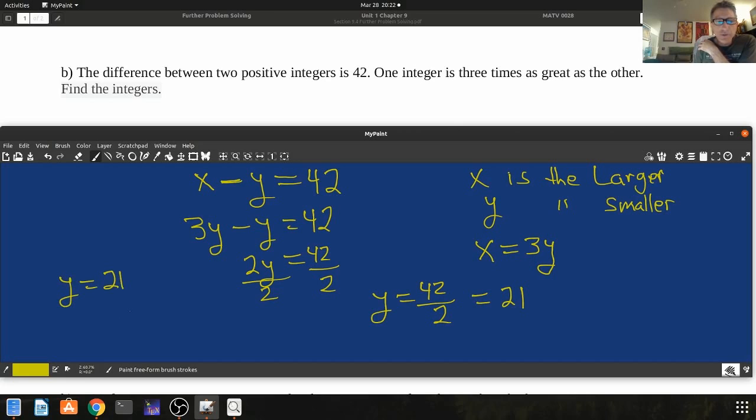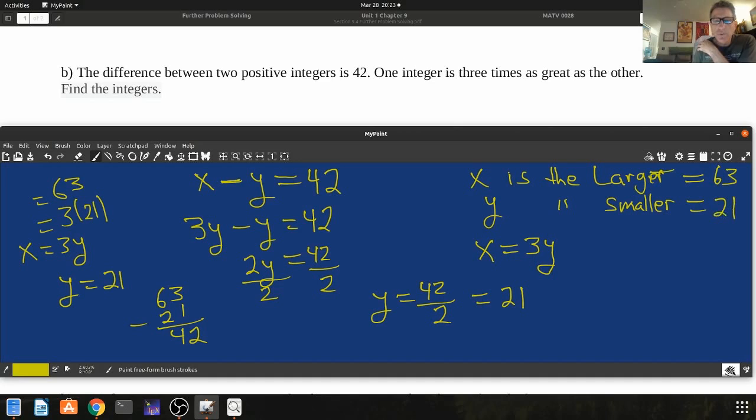And what is x equal to? x is equal to 3y, which is equal to 3 times 21, which is equal to 63. And we can check. 63 minus 21 is indeed 42. So x is the larger number, and it is equal to 63. And y is the smaller number, and it is equal to 21.